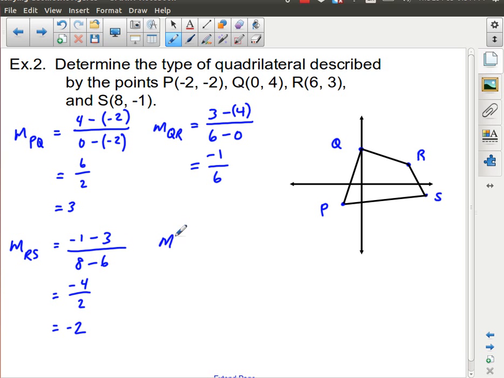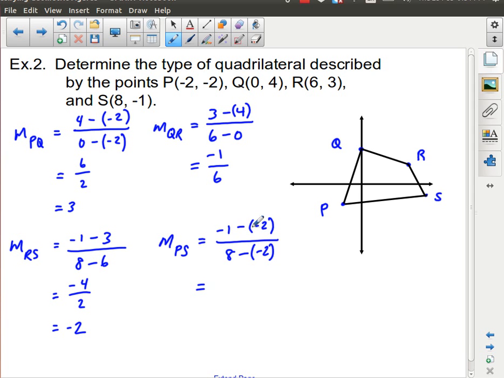And we come all the way back around, so now we're going to do the slope of PS, which is our last line. The y-coordinate of S is -1, minus the y-coordinate of P, which is -2. We need the brackets here. The x-coordinate of S, which is 8, minus the x-coordinate of P, which is -2. Need the brackets again.